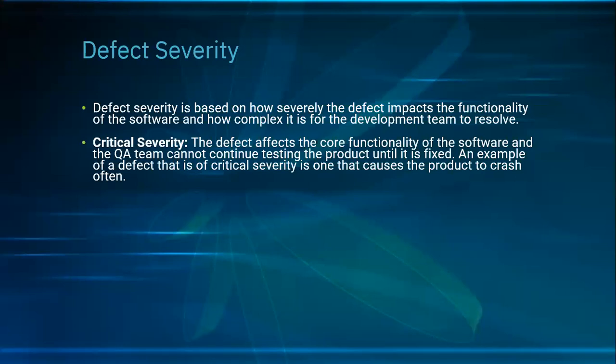An example of a defect that is critical severity is one that causes the product to crash often. I've tried to launch the browser, it's crashing. So if we do away with it, when it gets to the public and 10 people all log in at the same time, it crashes. It's a waste of money, waste of time, waste of business reputation. Those are the consequences of not testing adequately.